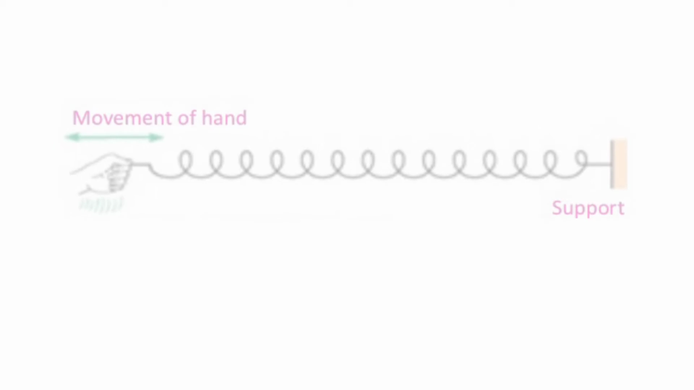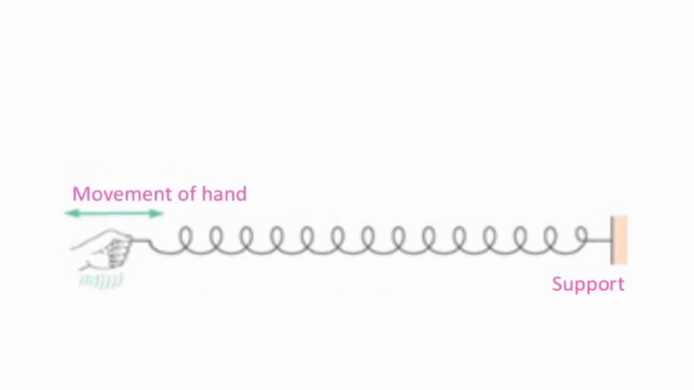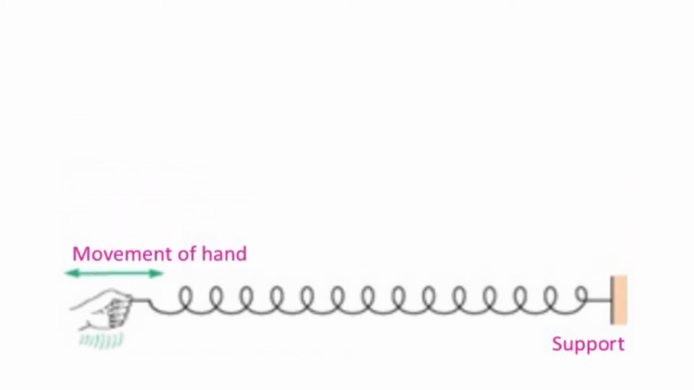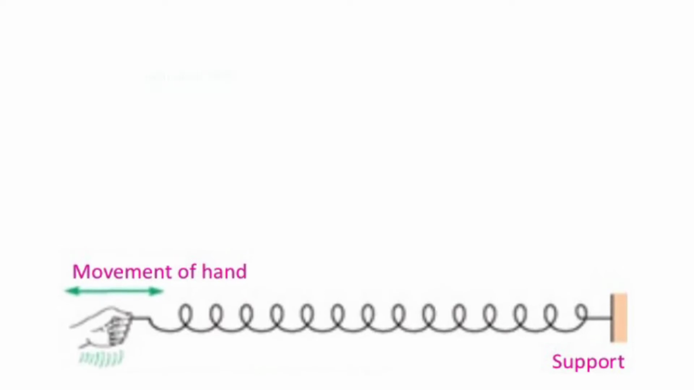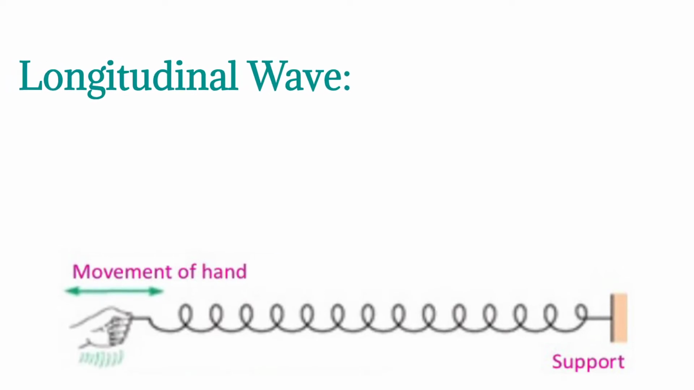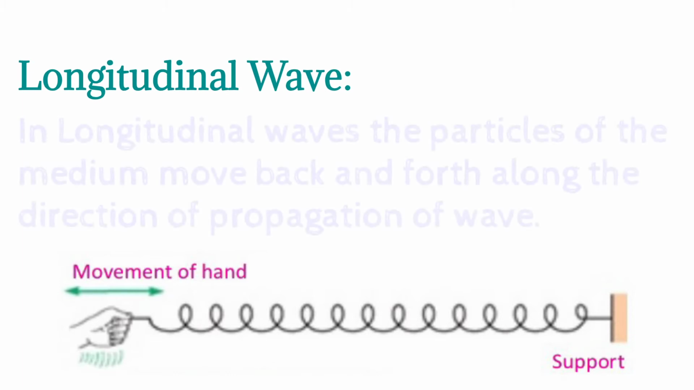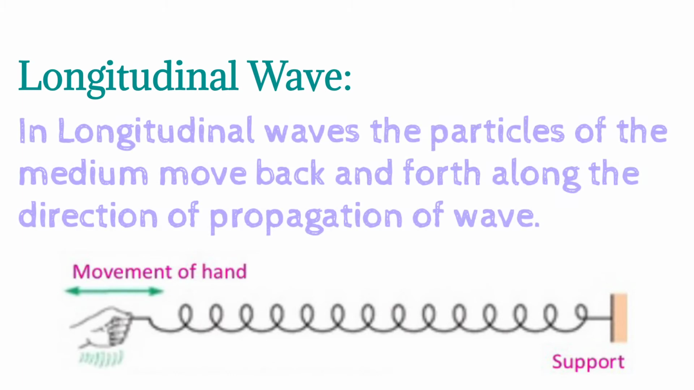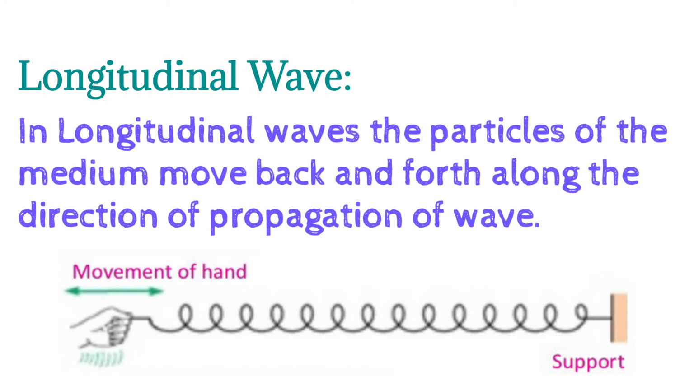Longitudinal waves can be produced on a spring placed on a smooth floor or a long bench. Fix one end of the slinky with a rigid support and hold the other end in your hand. Now give it a regular push and pull quickly in the direction of its length as shown in the figure. In longitudinal waves the particles of the medium move back and forth along the direction of propagation of the wave.